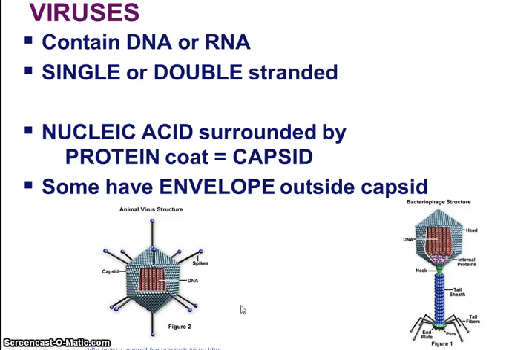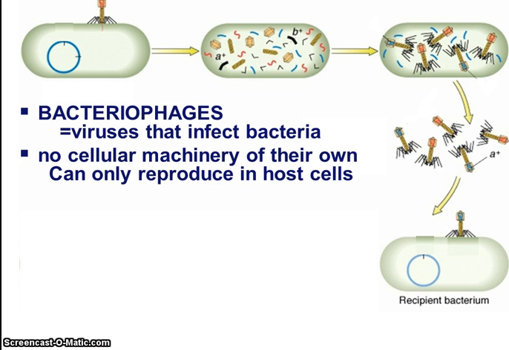So viruses can contain DNA or RNA, and they can have single-stranded DNA or double-stranded. Really all they are is the nucleic acid, DNA or RNA, surrounded by a protein coat, which is the capsid. Some can have an envelope outside the capsid, which is usually made of the host membrane. So bacteriophages are a special kind of virus that only infect bacteria.